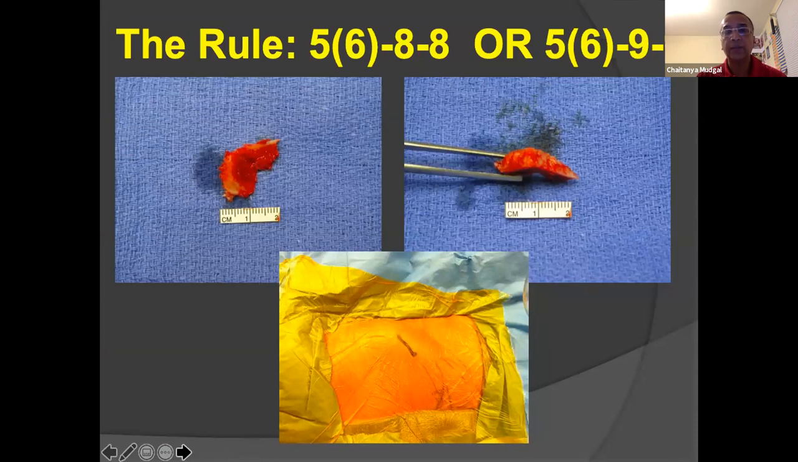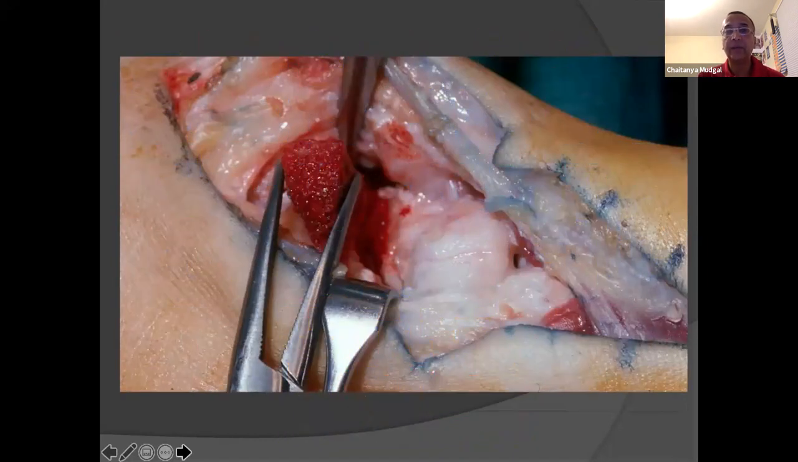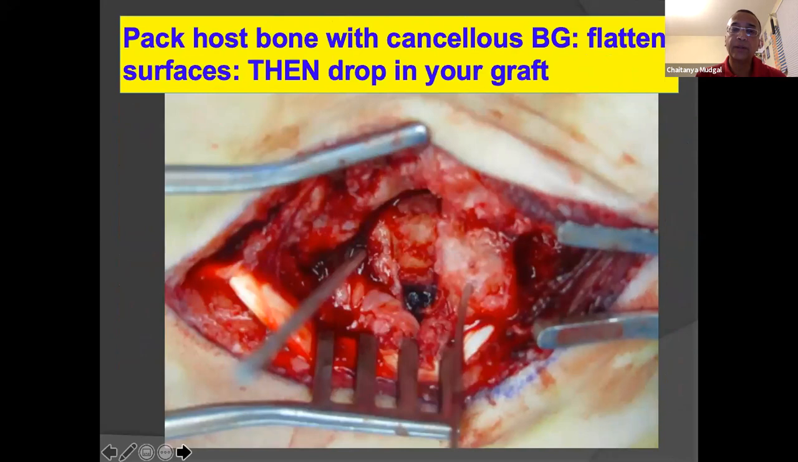More often than not, in most adults, you will find that a scaphoid graft is usually 5 to 6 millimeters in the proximodistal width, 8 to 9 millimeters in the ulnoradial width, and 8 to 9 millimeters in the volar dorsal depth, okay? So this is the formula I tend to use, and more often than not, it works for me. You take the graft, and after you harvest it and tailor it, you drop it in. And here's the key. Before you drop it in, you have to pack cancellous bone graft so the transverse surfaces are established on either side of the scaphoid, and then you drop the graft in so that you have contiguous flat surfaces making contact and there's no cysts left behind.